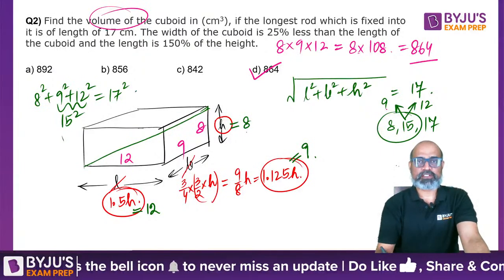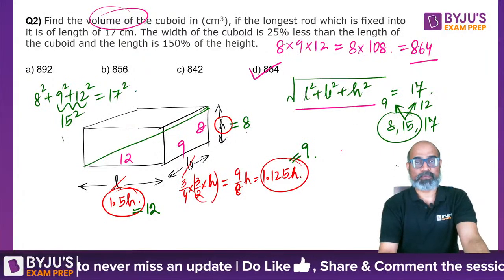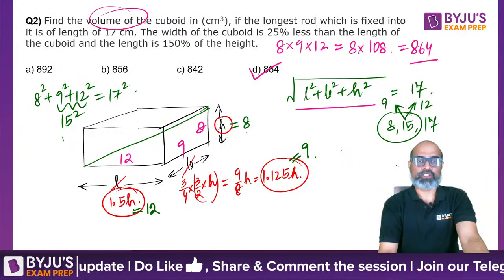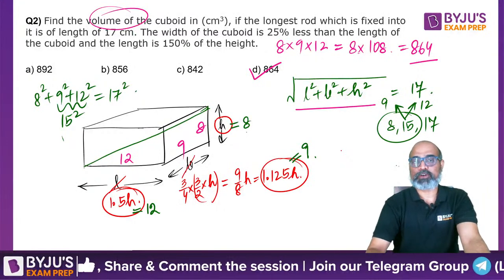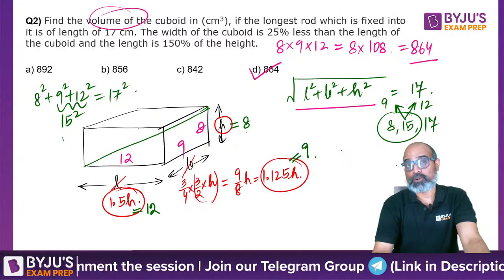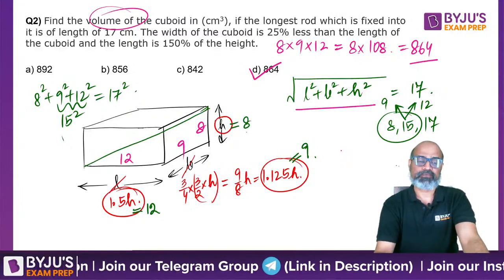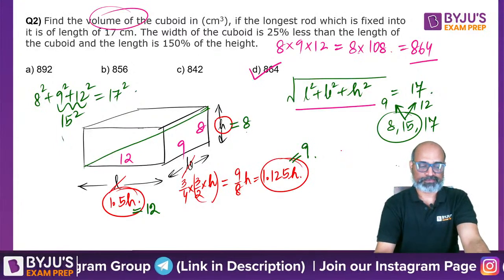So we save ourselves a lot of time to solve this particular equation, because it will be difficult to solve 1 square, 1.5 square and 1.125 square, add them and take the square root. So triplets will be the fastest way.